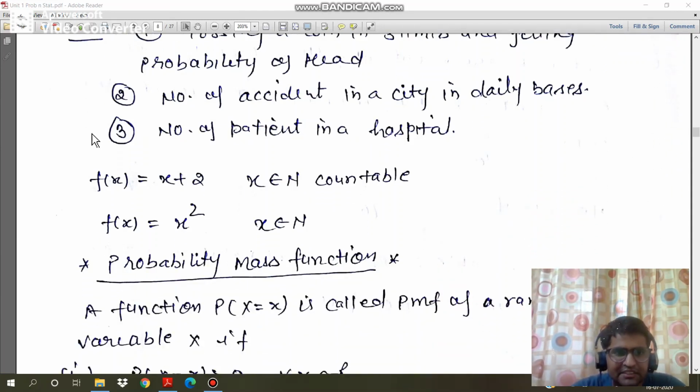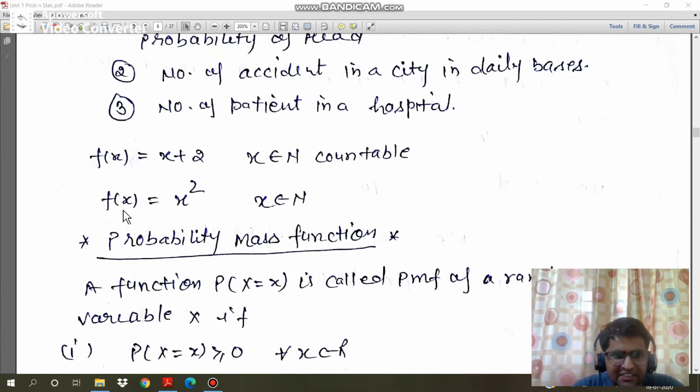For example, this is a basic example. If we have a function f(x) = x + 2 where x belongs to N, meaning natural numbers, then putting x = 1 we get 3, x = 2 we get 4, x = 3 we get 5, and so on. Next is f(x) = x². For x belongs to N, if you put the value of x as 1, we get 1, 2 we get 4, 3 we get 9, and many more.